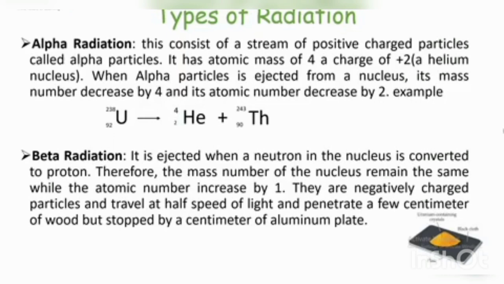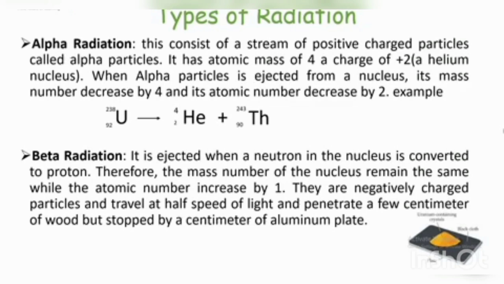We have alpha radiation. This consists of a stream of positively charged particles called alpha particles. It has a mass number of 4, a charge of +2, that's a helium nucleus, right? When an alpha particle is ejected from a nucleus, its mass number decreases by 4 and its atomic number decreases by 2. And you can see from this example that uranium decomposes to give helium and thorium.